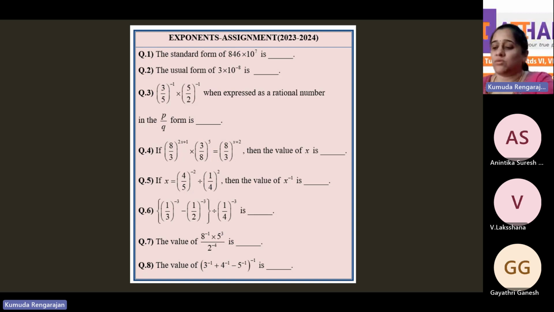I don't know if the others are joining, so let's begin. We'll first discuss the answers to the assignment which I shared on exponents, and then we'll continue with linear equations in one variable. That's the chapter we started in the last session, so we'll continue with that. We'll discuss the answers to this assignment first. One by one, tell me. Anantika, what's the answer for the first one?